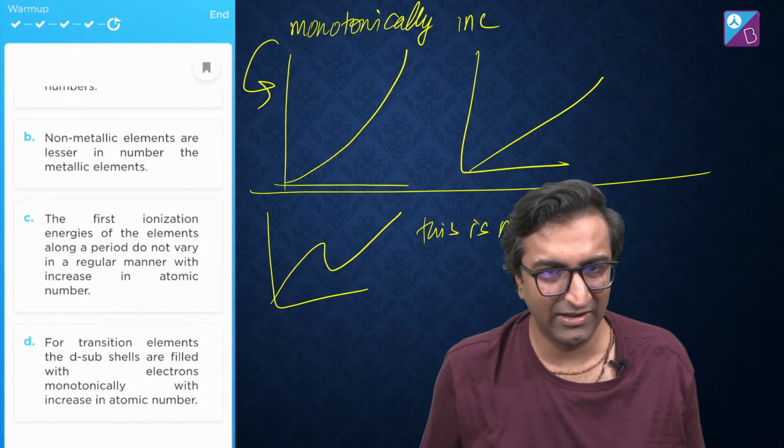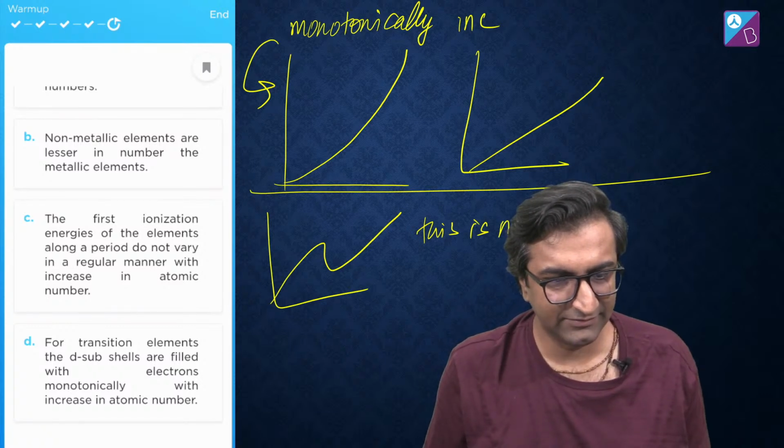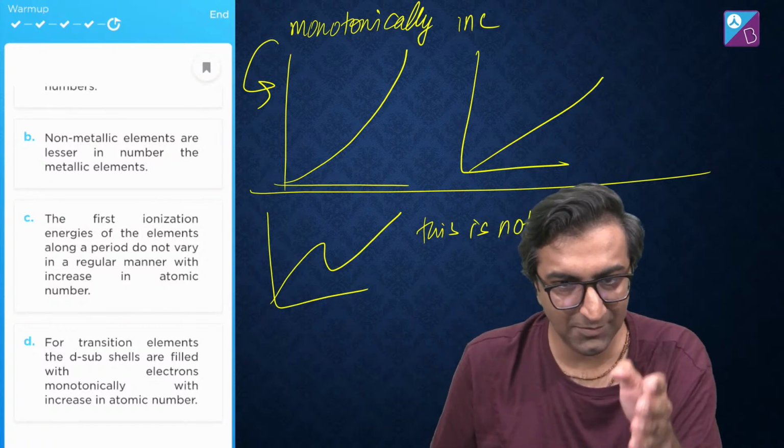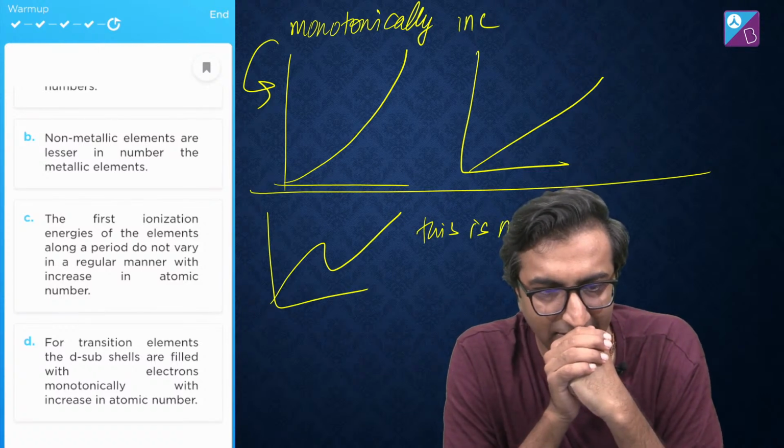अंग्रेजी थोड़ी सी भारी हो गई. कुछ लिखा है monotonically and all of that. But the deal is that the exceptions are chromium, copper. ठीक है, I like that. That's great. Yeah.